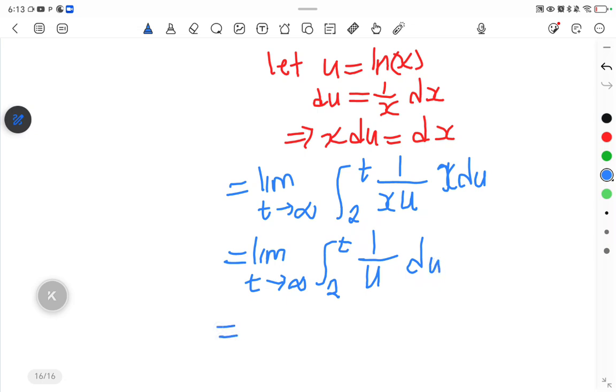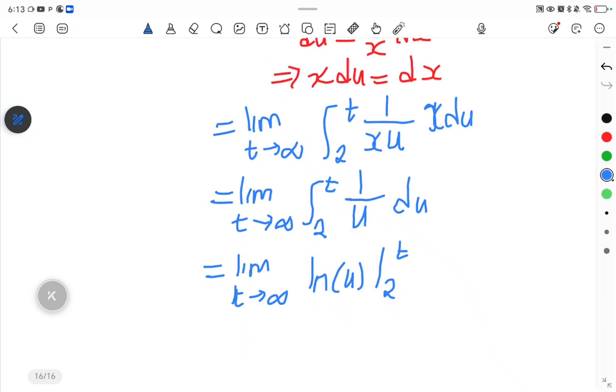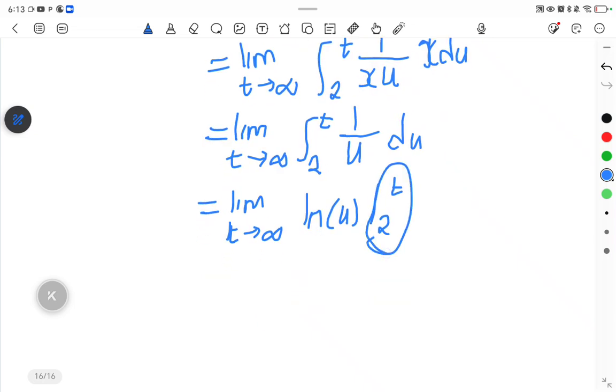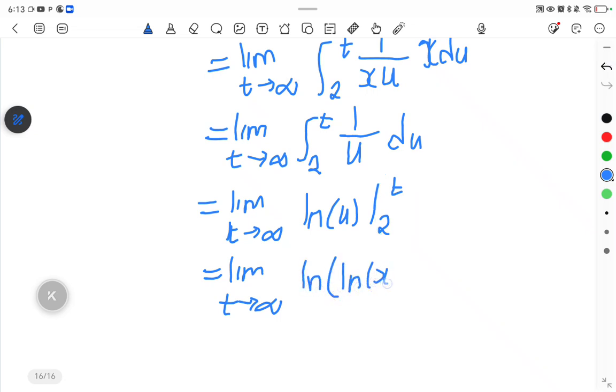Then I integrate this. When I integrate that, I'll get ln of u, from 2 to t. You see right? And since I'm dealing with a definite integral, I don't need to add the plus c. We no longer deal with those. So I have the limit as t approaches infinity. Since I didn't change these limits when I was using the substitution, I must come back to plug in my u. My u was ln of x.